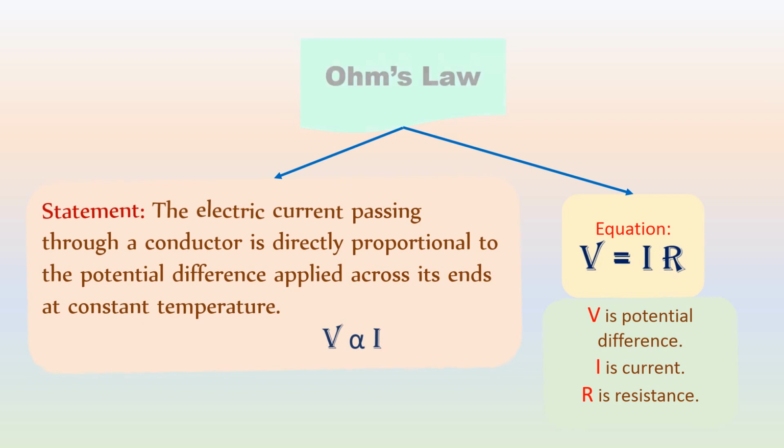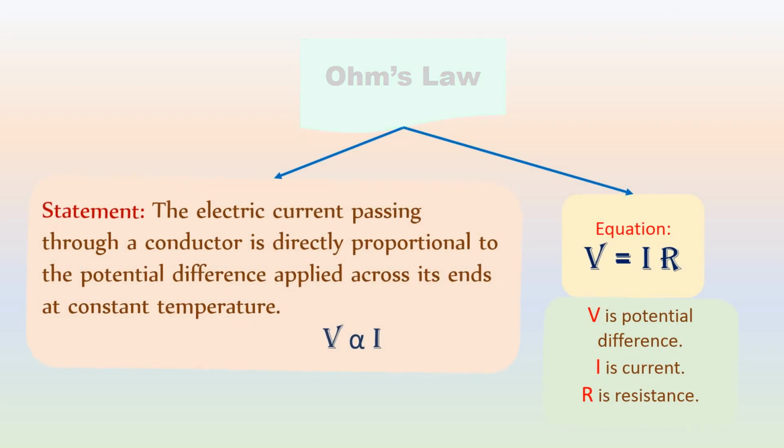The relationship between electric current and potential difference was given by German physicist George Simon Ohm. This relationship is known as Ohm's law. Ohm's law states that the electric current flowing through a conductor is directly proportional to the potential difference applied across its ends at constant temperature.